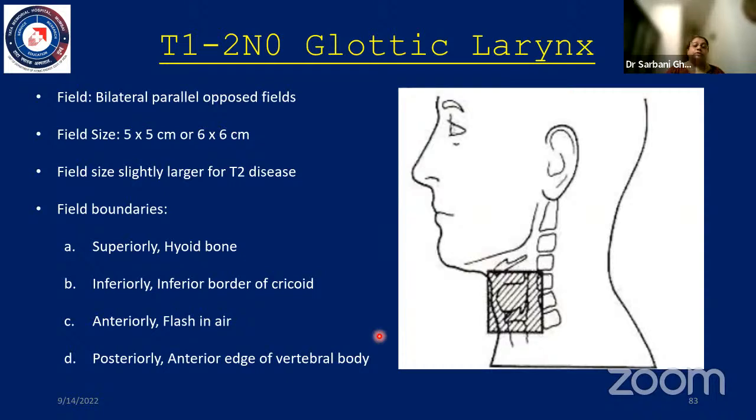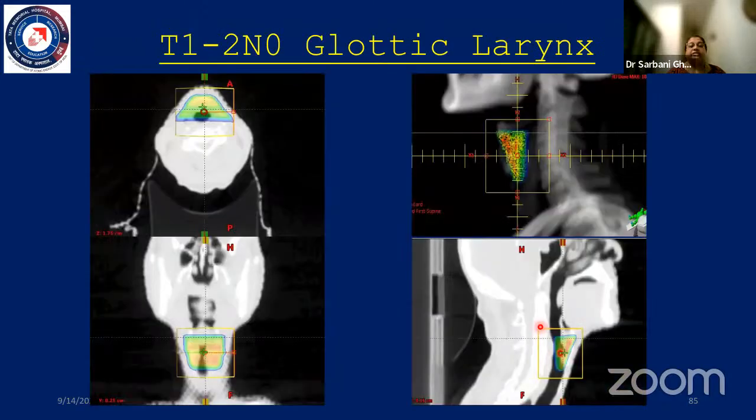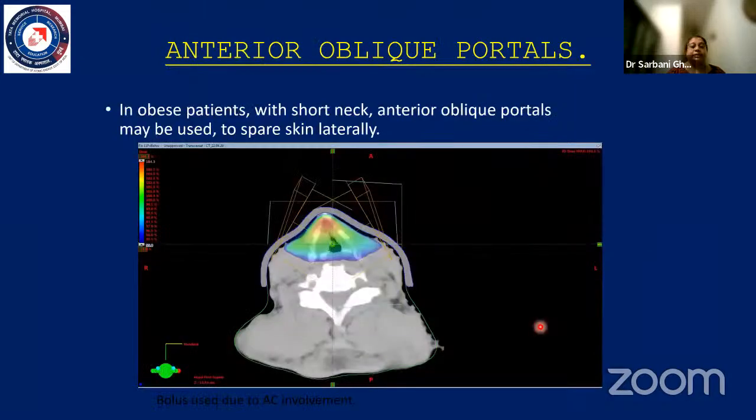So the field boundaries for early glottic cancer: superior boundary would be at the hyoid bone, inferiorly at the inferior border of the cricoid cartilage or the C6 vertebral body. Anteriorly, it usually grazes the skin or a flash in air. Posteriorly, at the junction of the anterior third and the posterior 2/3 of the vertebral body. This is typically a field for early glottic cancer, and this is the kind of distribution that you would get.